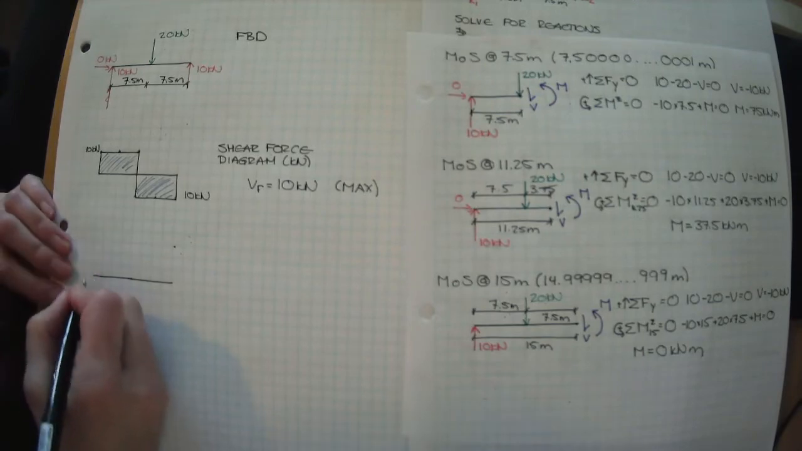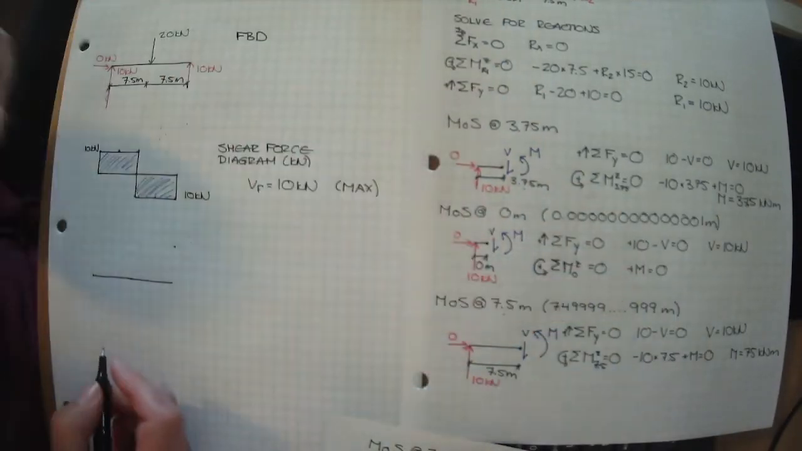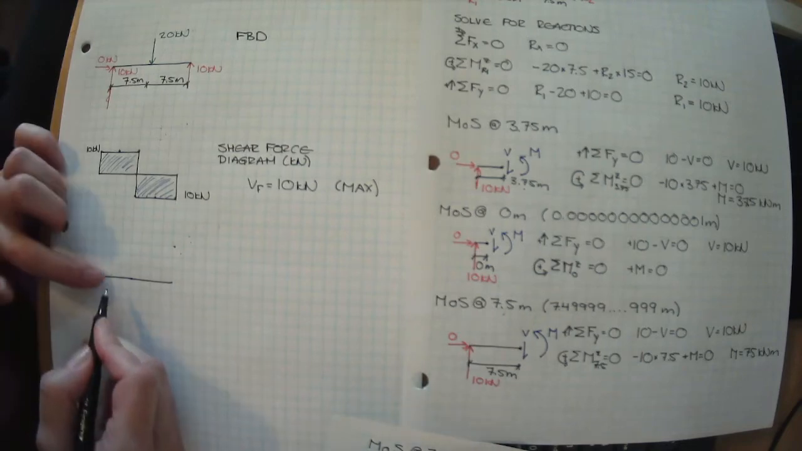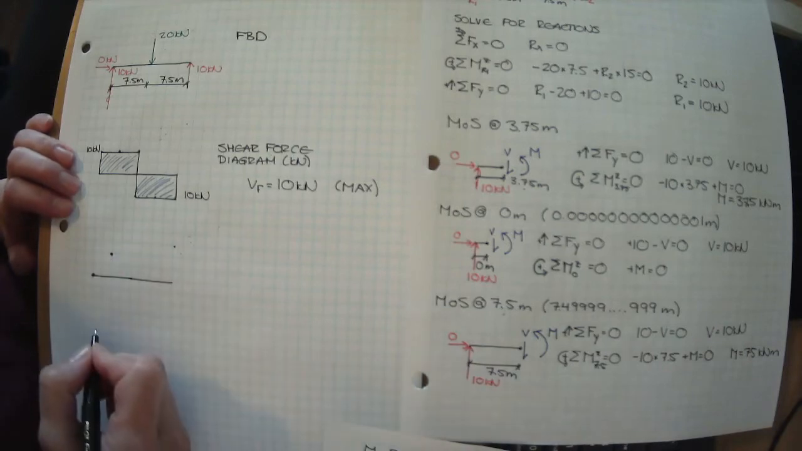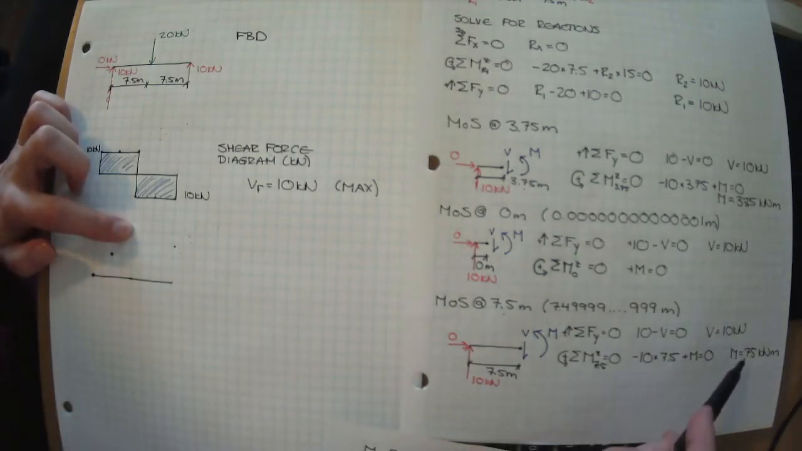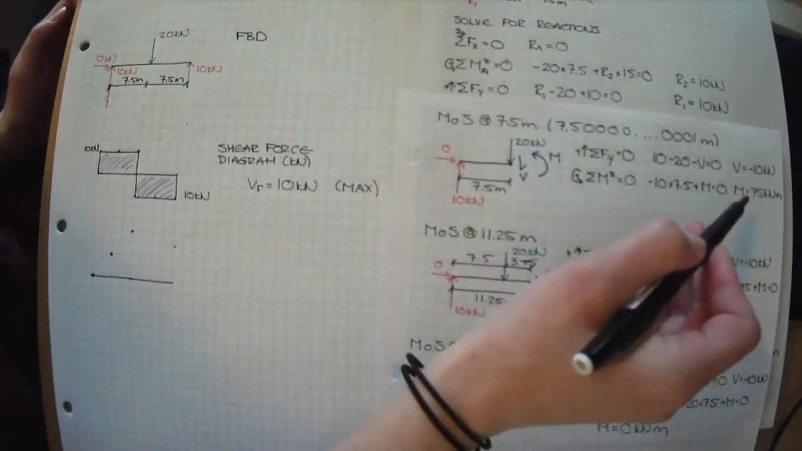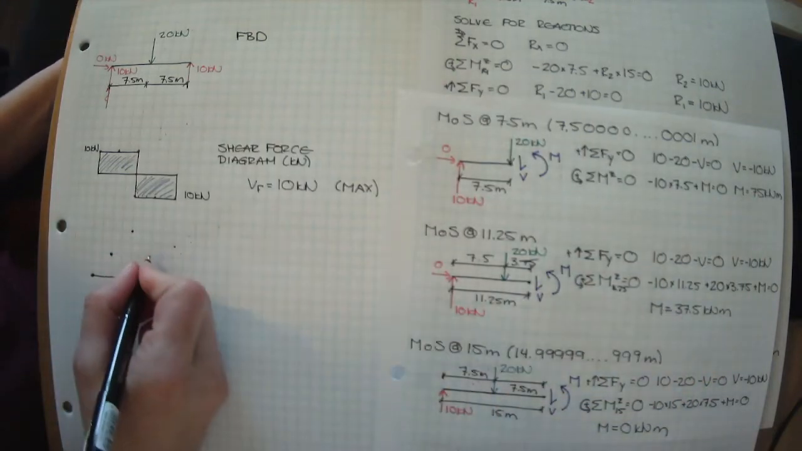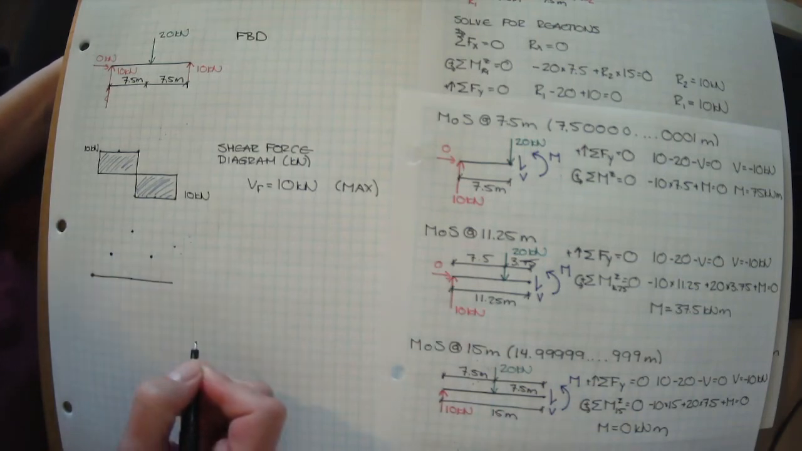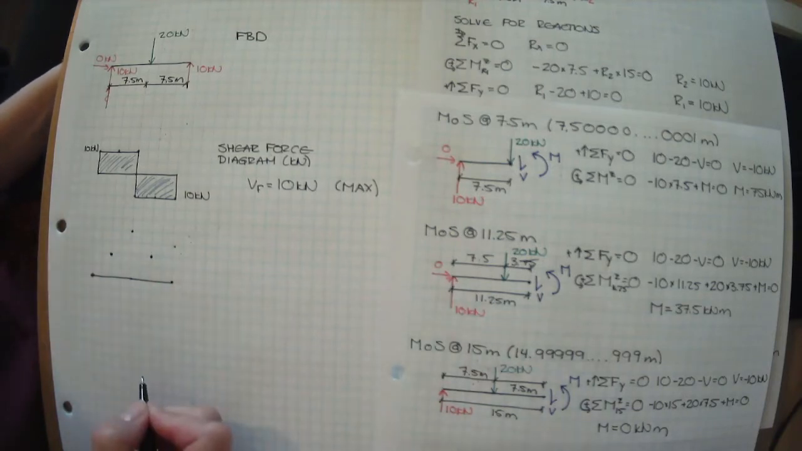Let's take a look at our moment here. At 0, when we calculated this, we found that the moment was 0. So that's great. At 3.75, we calculated it and it was 37.5. At the halfway mark, it was 75, and it didn't matter what side of the 20 kilonewtons applied load, it was 75 kilonewtons. And then at 11.25, it was 37.5 kilonewton meters. And then again, at the end of the beam, it went down to 0 meters.